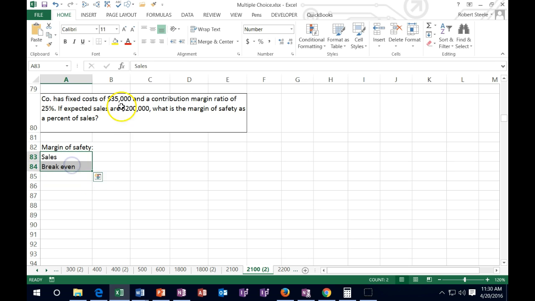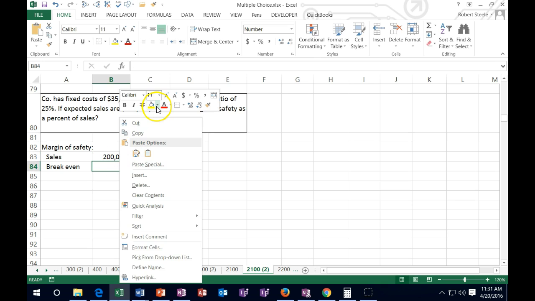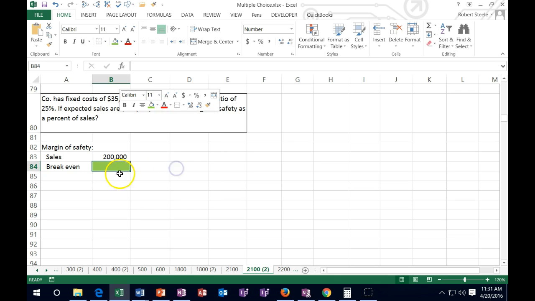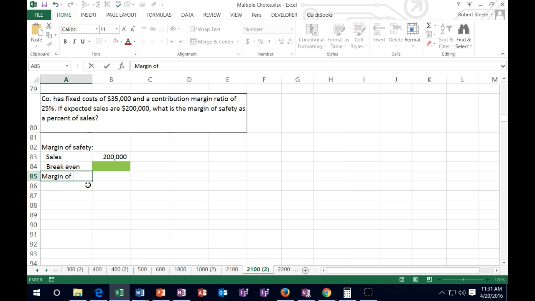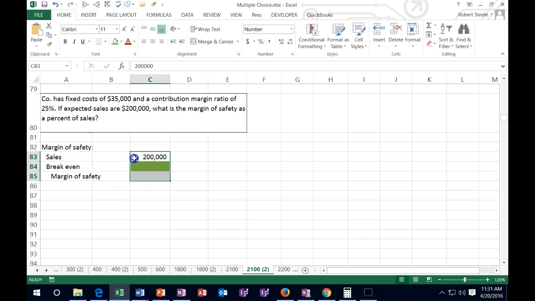So do we have the material to do that? We have first the 200,000, which is going to be the sales. The break even, we don't have that, so we're going to need that. That's something that we will need in order to calculate the margin of safety. And so that'll be our end calculation. So I'll indent that out there, and that is what we are looking for.